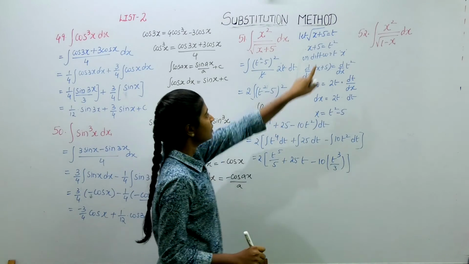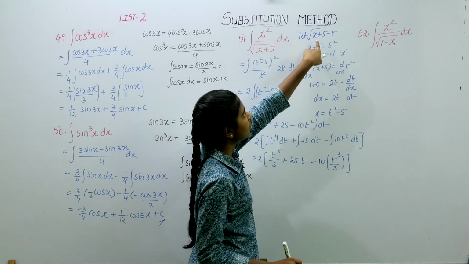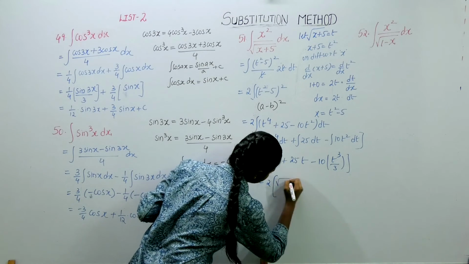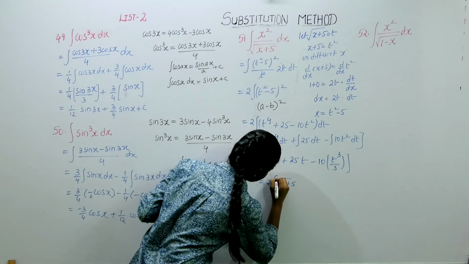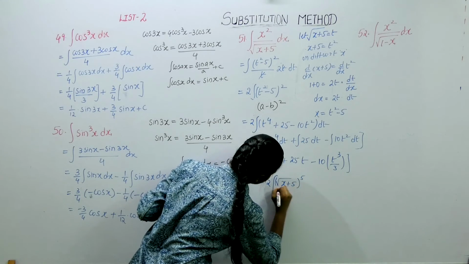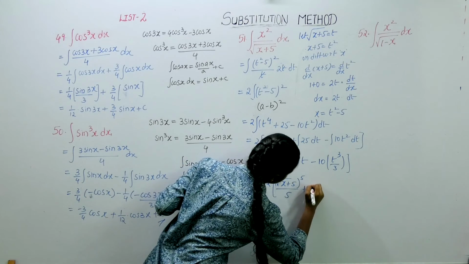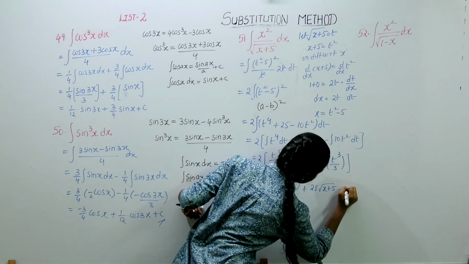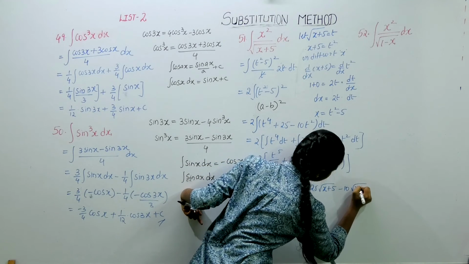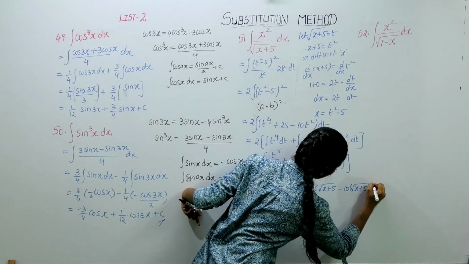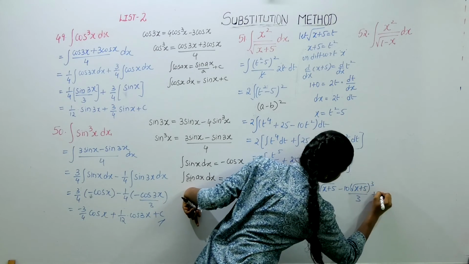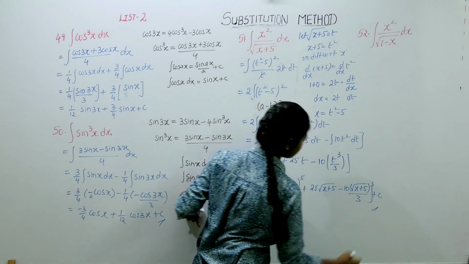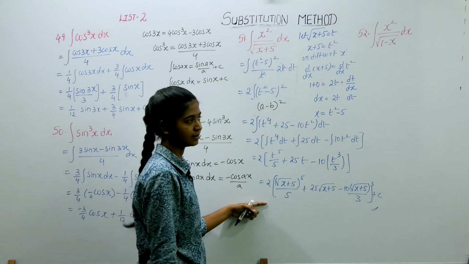Now, the value of t is root of x plus 5. Substituting the value of t, (root of x plus 5) whole power 5 by 5 plus 25 into square root of x plus 5 minus 10 into (square root of x plus 5) whole cube by 3 plus c. This is the final answer.